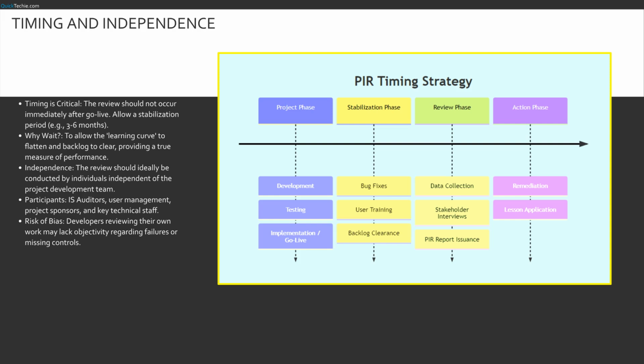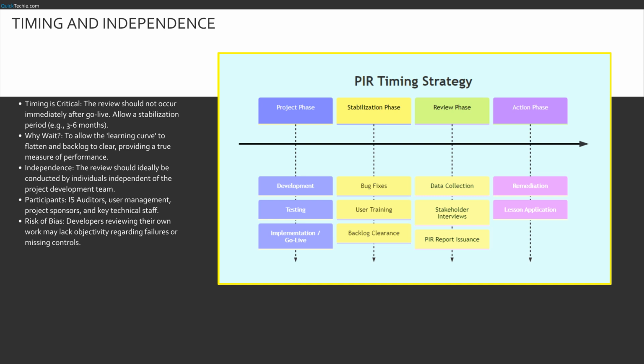Who does it? Independence is key. As ISACA standards suggest, an independent party, often an IS auditor, should lead this. If the project manager reviews their own project, they have a conflict of interest. They might hide cost overruns or gloss over control failures. We need objective eyes to validate that the organization got what it paid for.